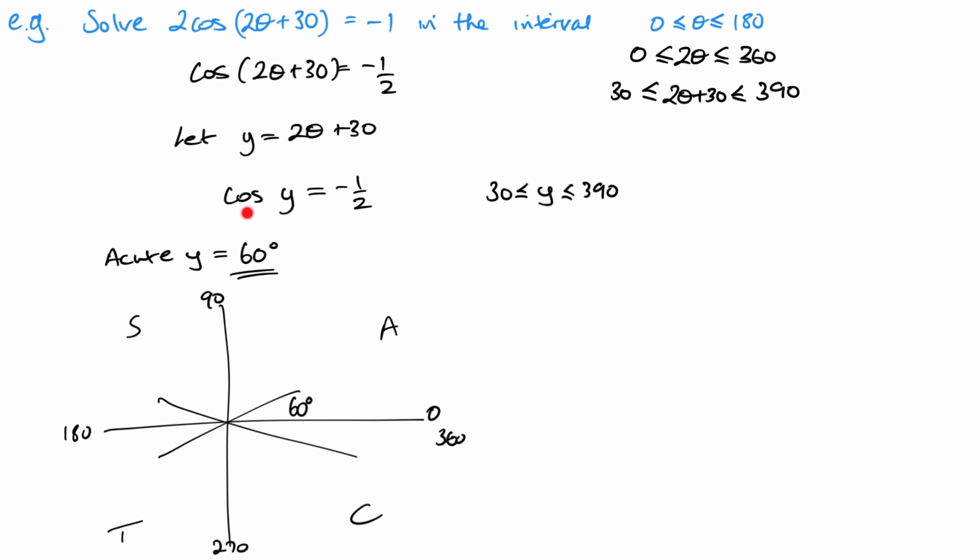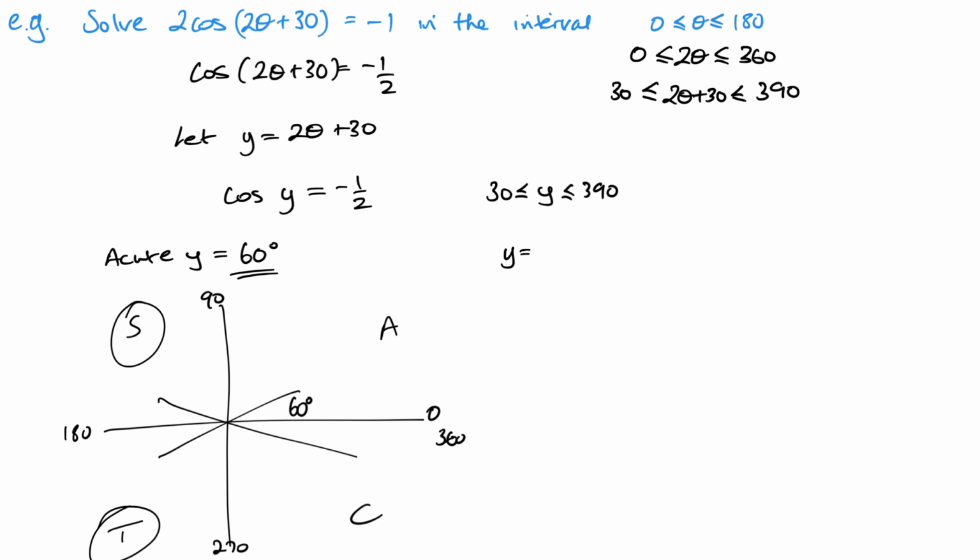Now, cos of y is positive here, so it's negative in these two sections. So we're looking in these two sections for my y's. And let's go ahead and work it out. So obviously I don't really have to worry about that 30 degrees because once I've gone past 0 to 30, there's no angles between 0 and 30 that would fit. So I don't have to really worry about it.